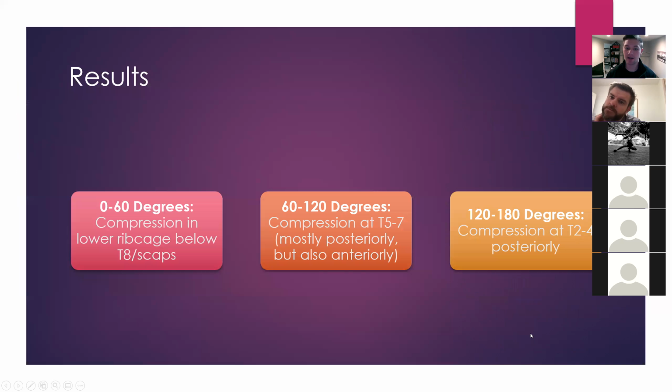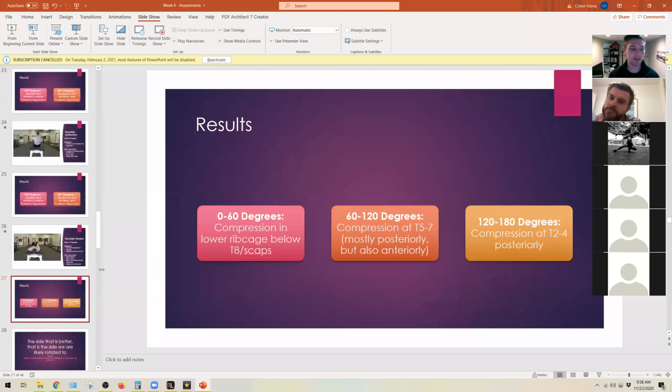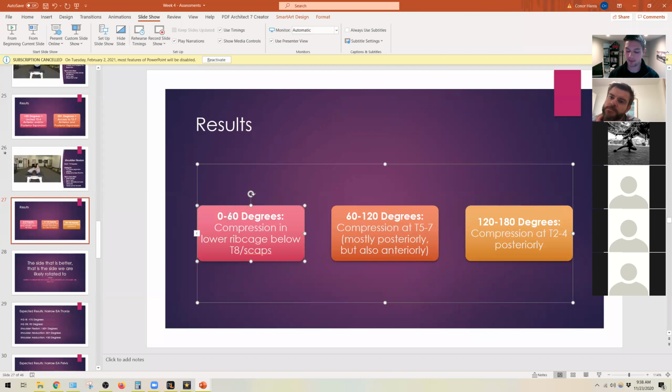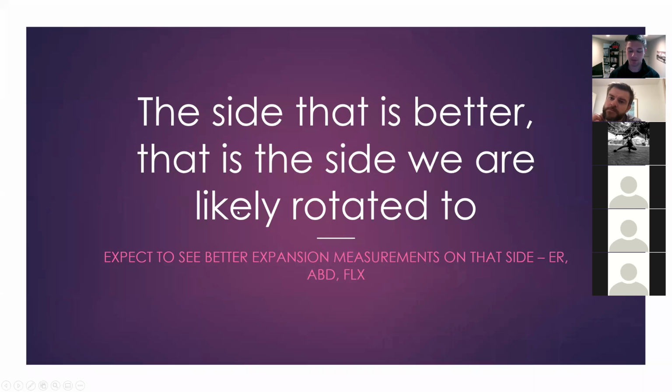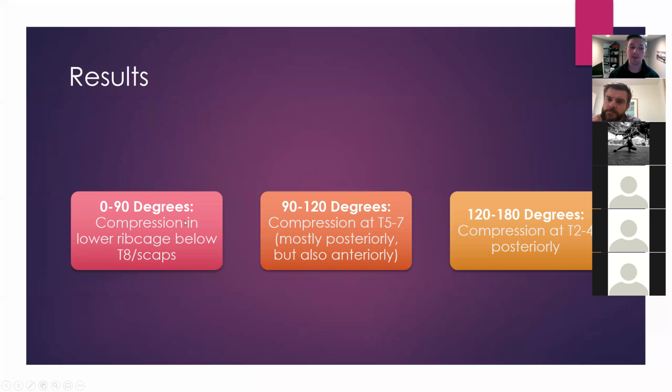So if they get stuck at 0 to 60-ish degrees, actually that should say 90. I'm going to change that. Yeah, that's correct. All right, if they get stuck at 0 to 90, then you know that they have compression in the lower rib cage below the scapula. That would be T8 and below. So that would be an indication this person's probably in anterior pelvic tilt.